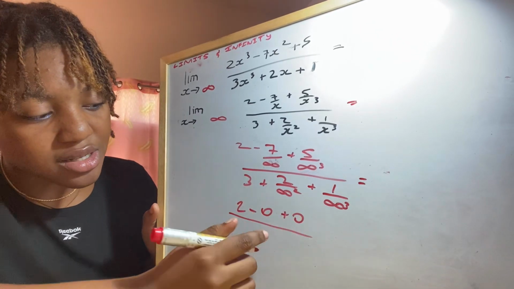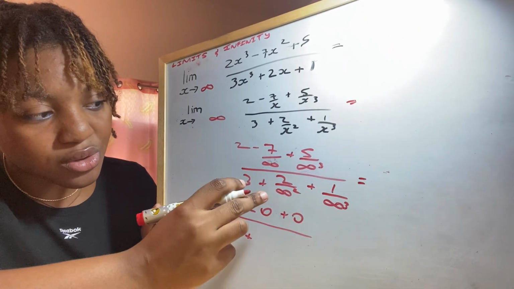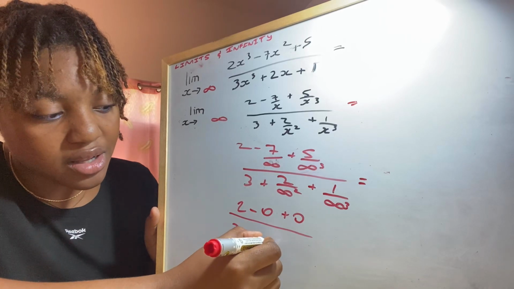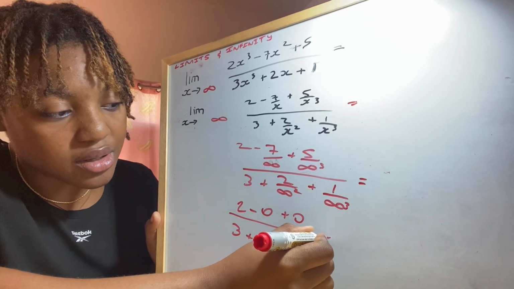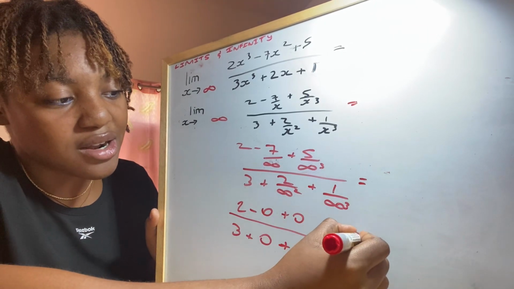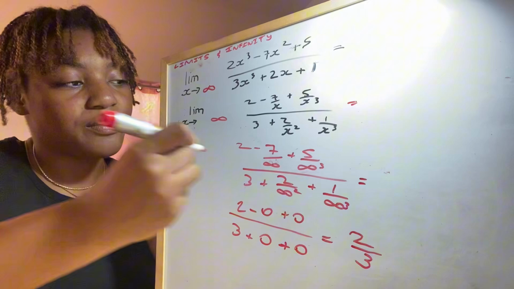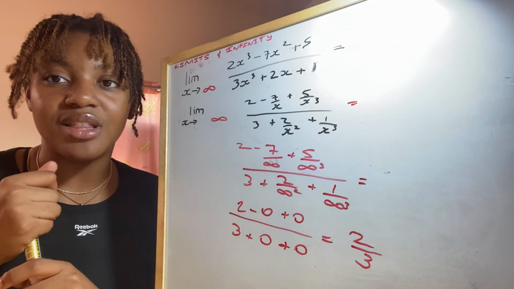Moving to the denominator, I have the 3 plus 2 being divided by infinity squared. That would be 0, and 1 divided by infinity cubed would be 0. So from here, the answer would be 2 over 3. So that would be the limit of this function.